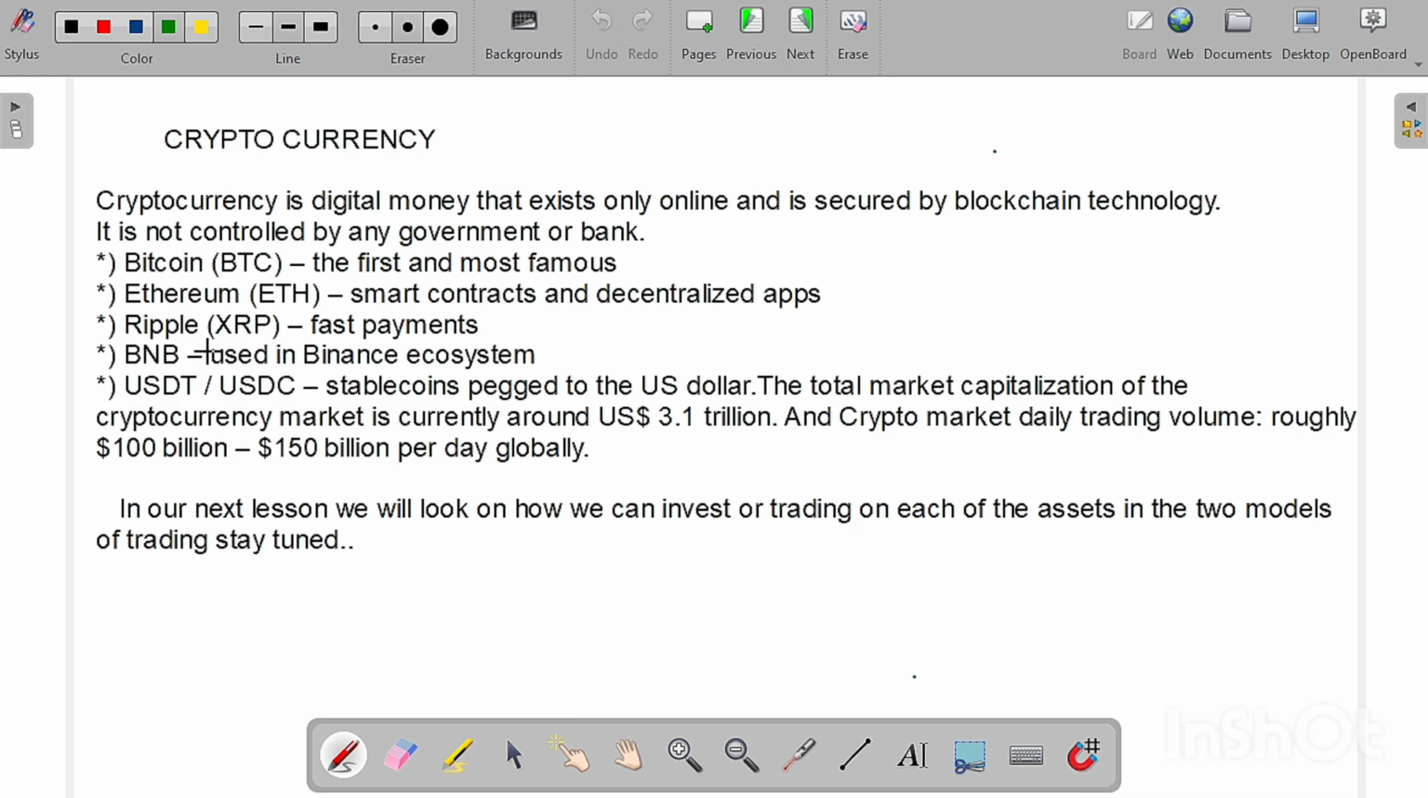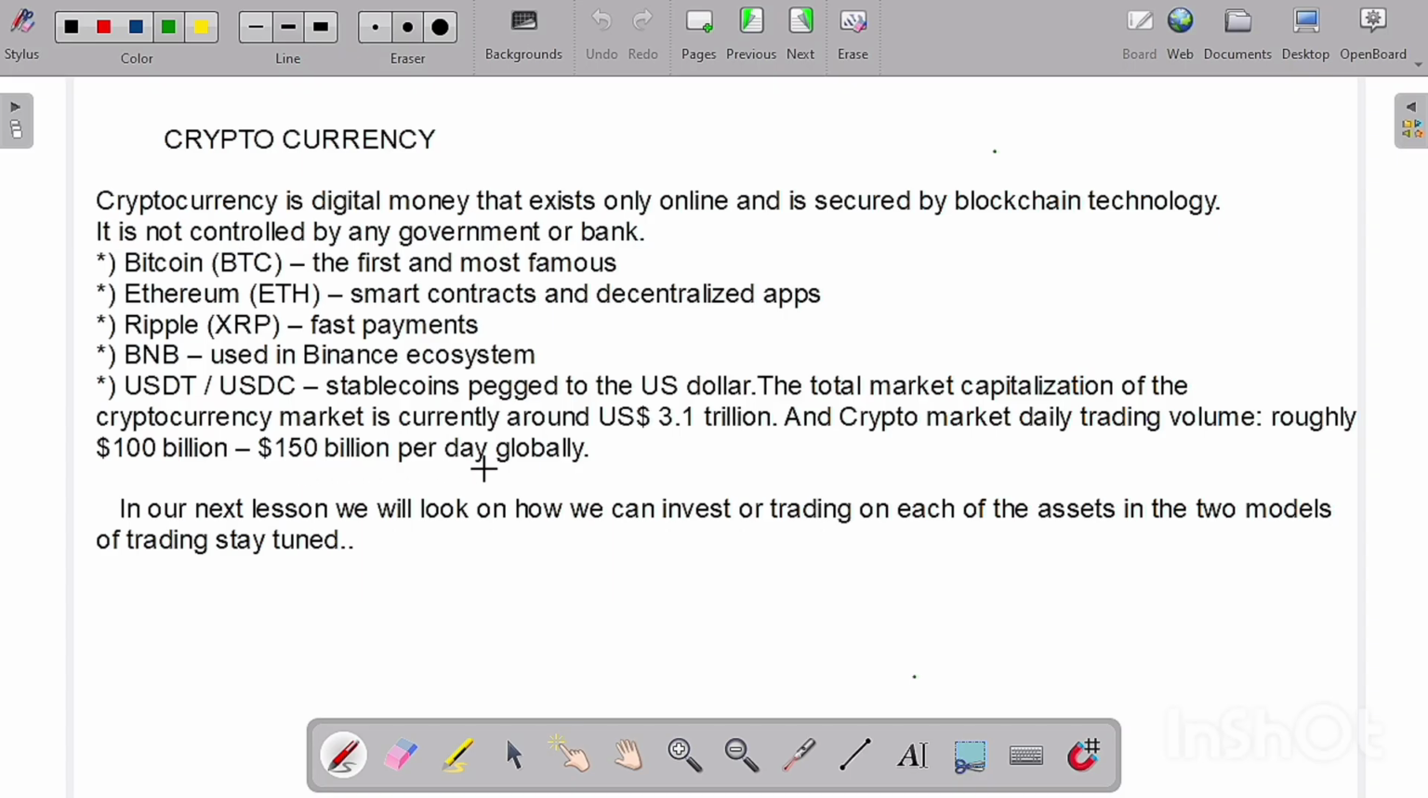We have XRP, which is used for fast payment. We have BNB, which is used in the Binance ecosystem. We have USDT and USDC, stablecoins pegged to the US dollar. The total market capitalization of the cryptocurrency market is currently around 3.1 trillion. So you can see even cryptocurrency is one of the biggest assets in the world. And crypto market daily trading volume is roughly 100 billion to 150 billion per day globally. So it's a very, very big market.